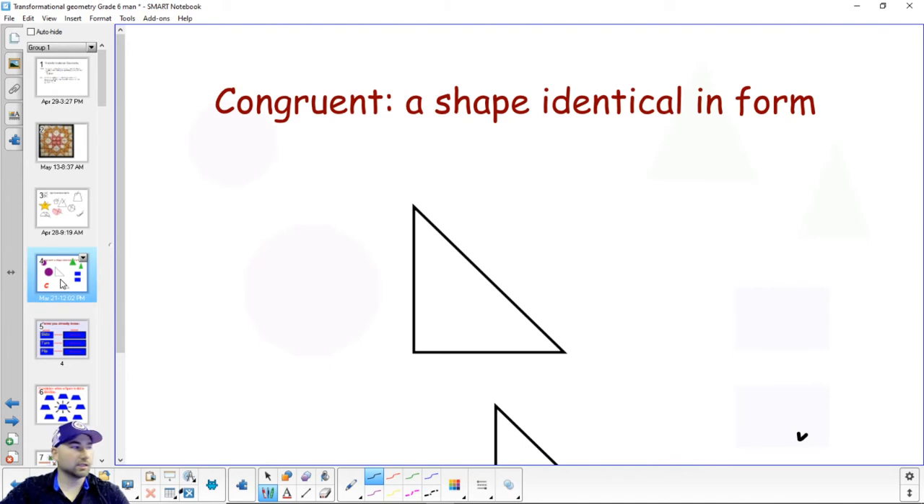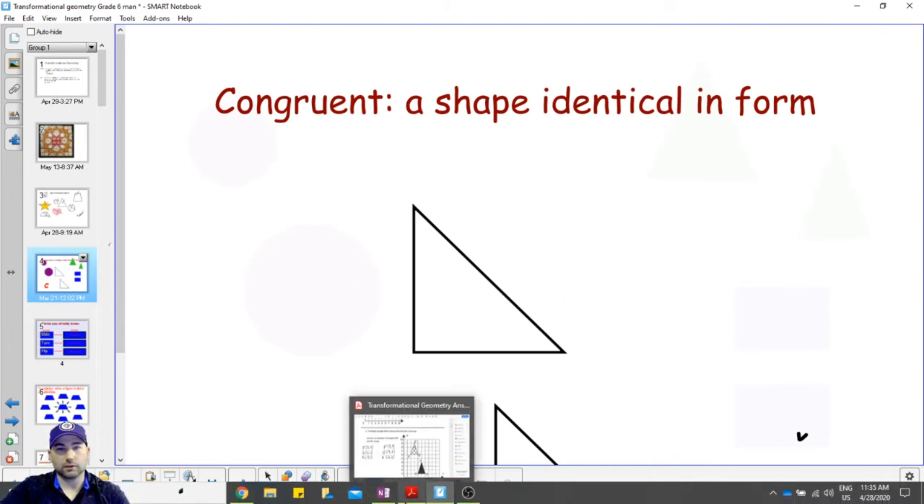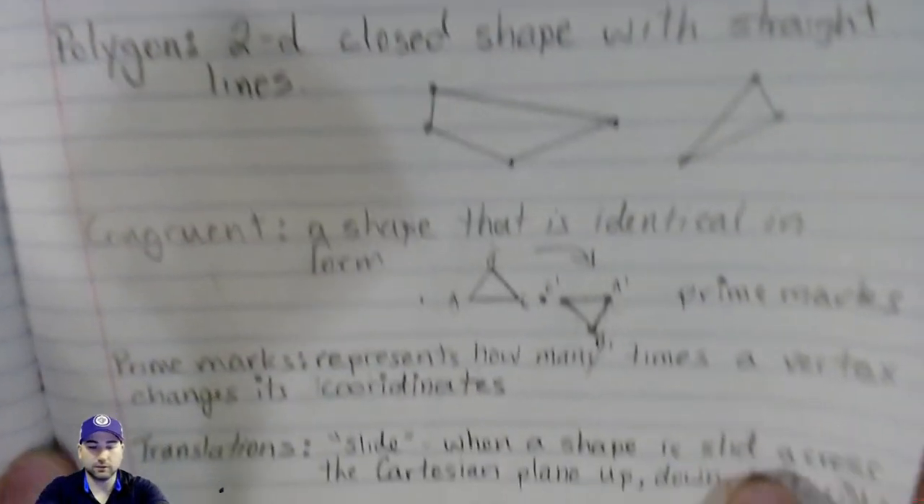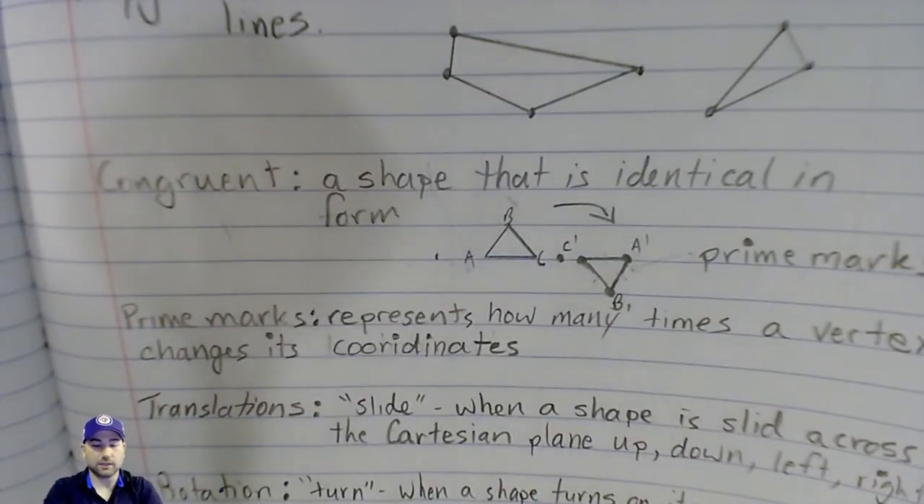Okay, the next thing we are talking about is congruent. Congruent means a shape identical in form. So, go back to your notes and write down congruent: a shape that is identical in form.